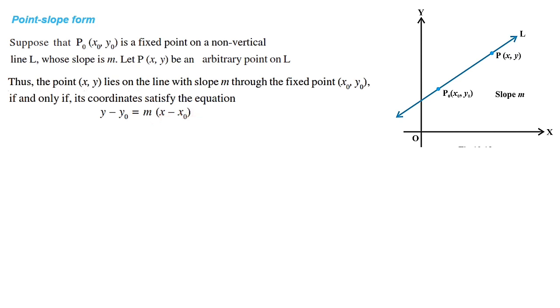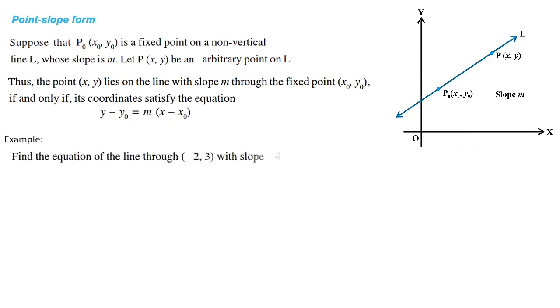Equation of a line passing through the point P0 (x0, y0) and the slope m. If one point and one slope is given to us, we will write the formula y minus y0 equal to m into (x minus x0). This y and x are our variables, the x and y we can consider as the arbitrary point. So if a point and slope is given to us, the formula is y minus y0 is equal to m into (x minus x0). Please don't forget point slope form.